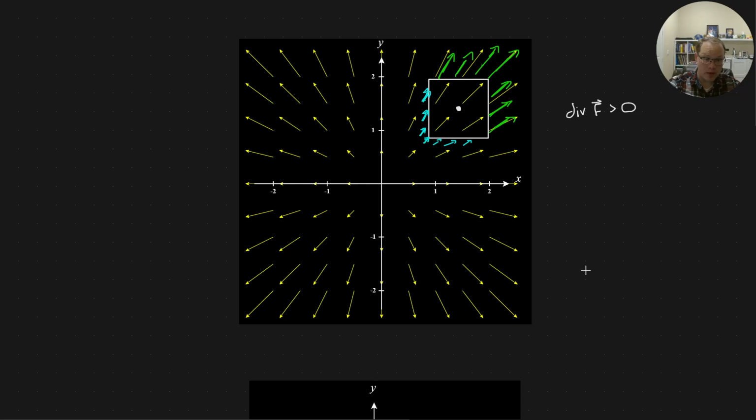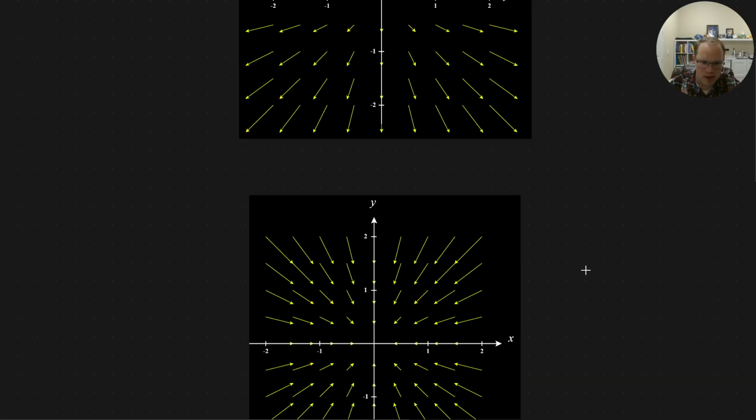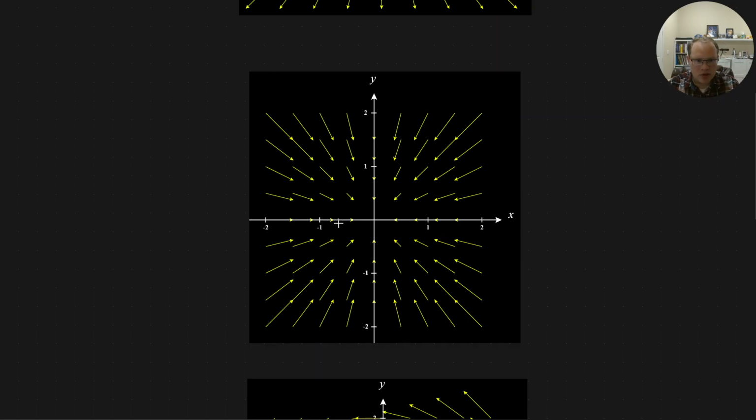Okay? So the divergence at that particular point is going to be a positive number because the flow is diverging away from the point on the whole, right? There's some flow going in, but more is going out. Okay? We have a similar situation here, but in the opposite direction.